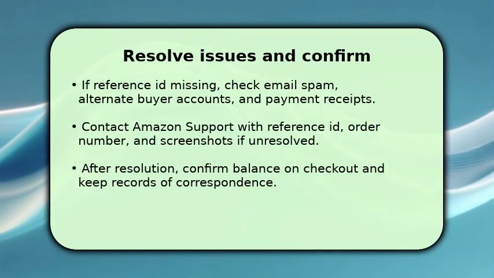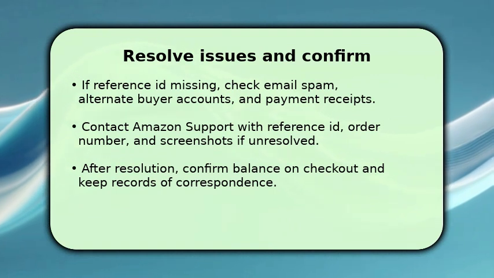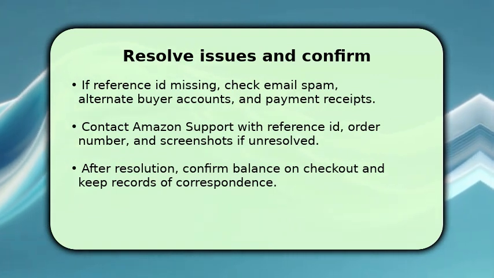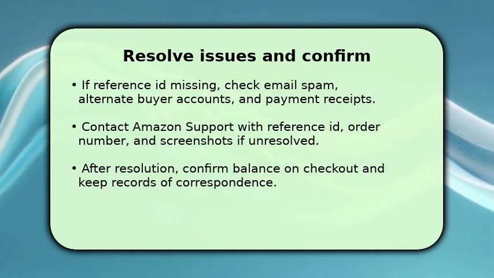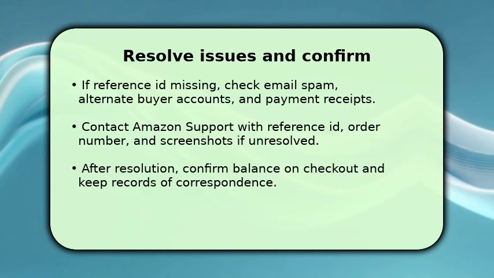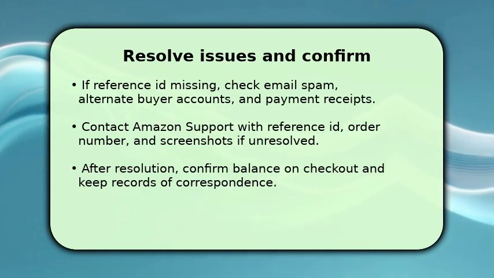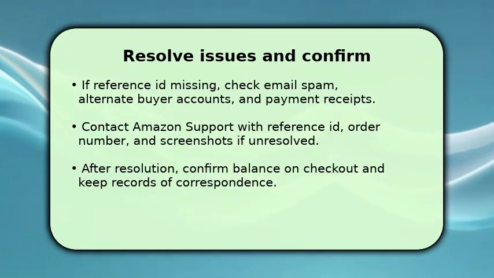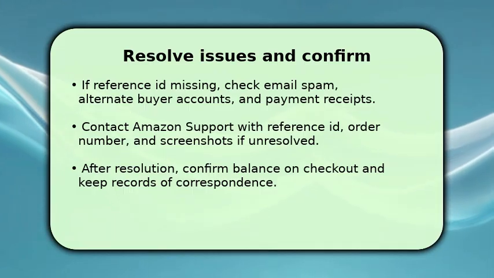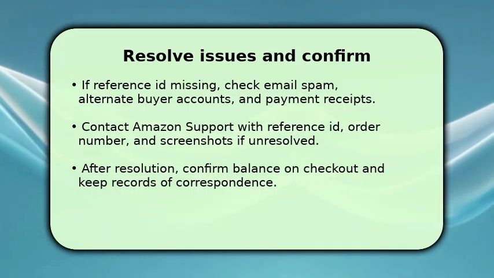If the reference ID is missing or the balance doesn't reflect, first recheck the original email and any alternate buyer accounts. Sometimes the ID is under a different profile. If that fails, contact Amazon support and provide the reference ID, order number, payment method, and screenshots so they can trace the transaction. Keep the support case number and verify the resolved balance before completing purchases.